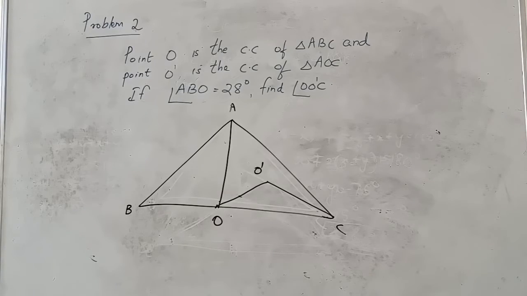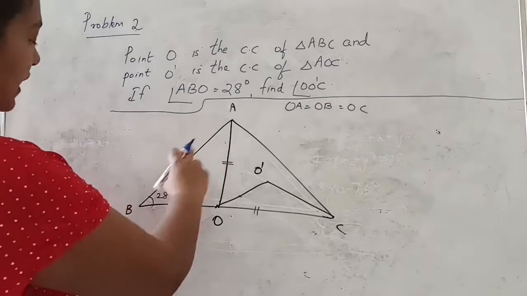Now we have problem 2 here. Point O is the circumcenter of the triangle ABC and point O dash is the circumcenter of the triangle AOC. If angle ABO is equal to 28 degrees, find angle OO dash C. The diagram is already given to you along with the question. Now let us figure out how to find the measure of the angle OO dash C.